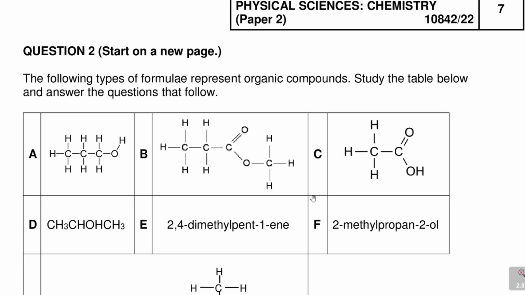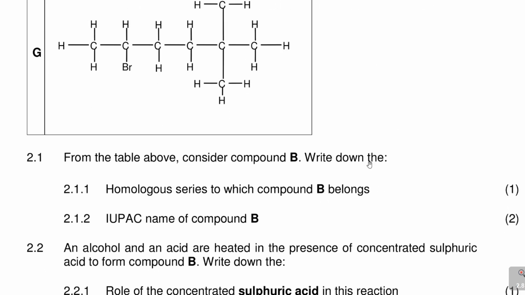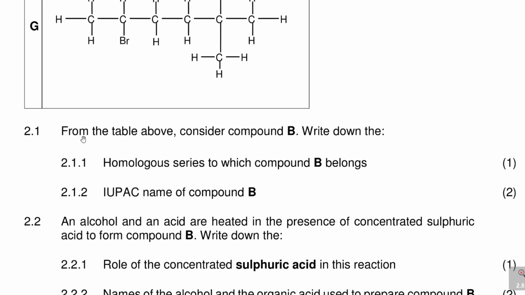All right, so let's look at this. Question 2, start on a new page. The following types of formula represent organic compounds. Study the table below and answer the questions that follow. So they've given us A to G. 2.1. From the table above, consider compound B. Write down the homologous series to which compound B belongs.